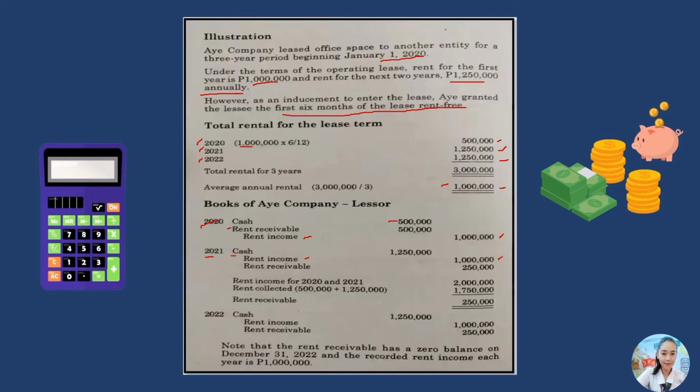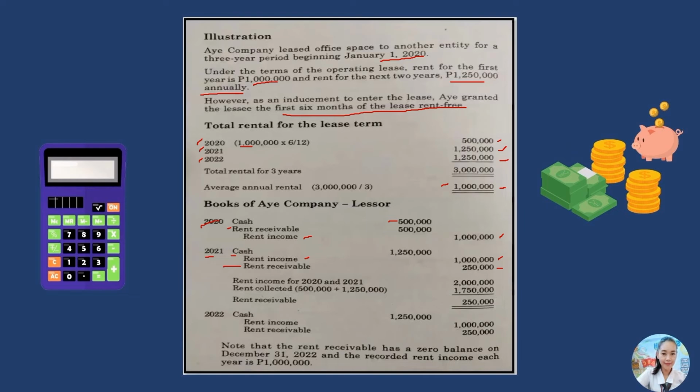Now remembering we have to account using straight line basis, so the rent income must be the same every year. The difference here is again rent receivable of 250,000, right?